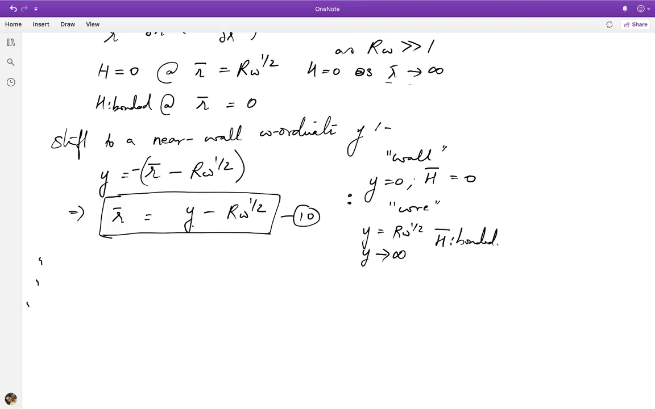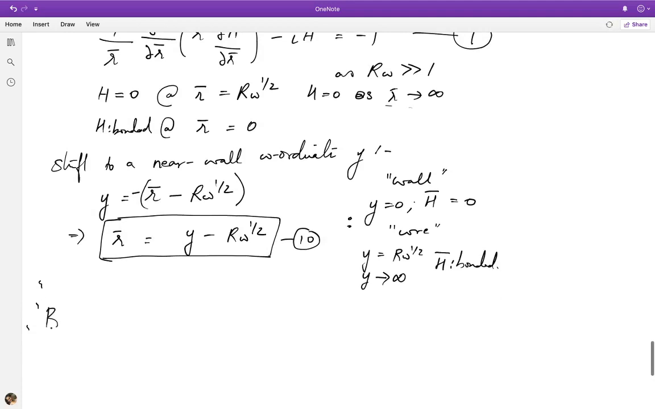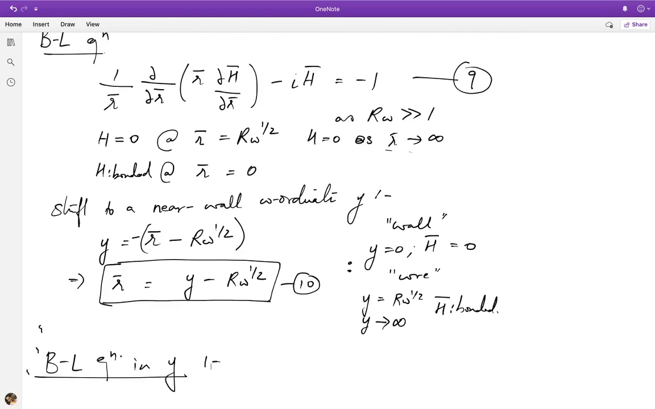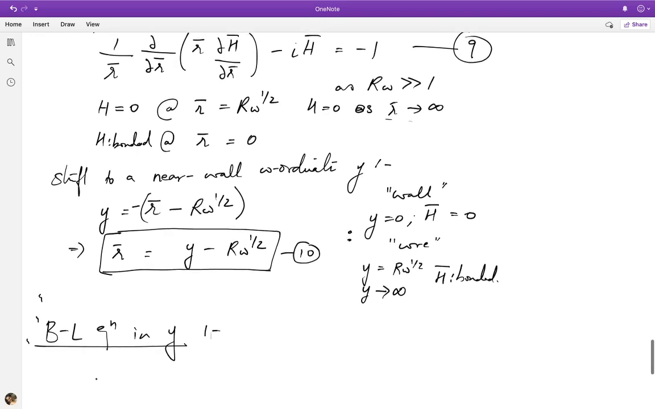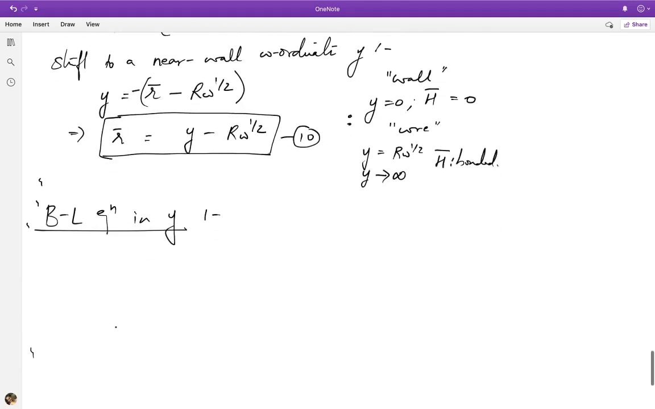Okay, so let's now use this transformation and substitute it into my equation 9 to get really what's called the boundary layer equation in the near wall coordinates, which is really what a boundary layer analysis would give you. But here we've seen how both the perturbation method and scaling ideas have led us to this equation. Okay, so let's make our substitution.